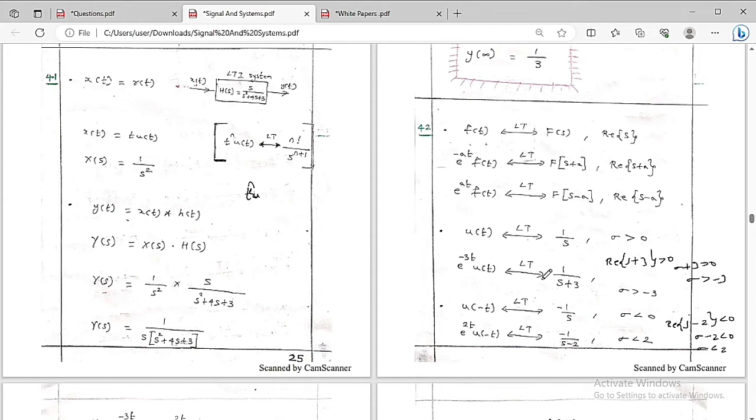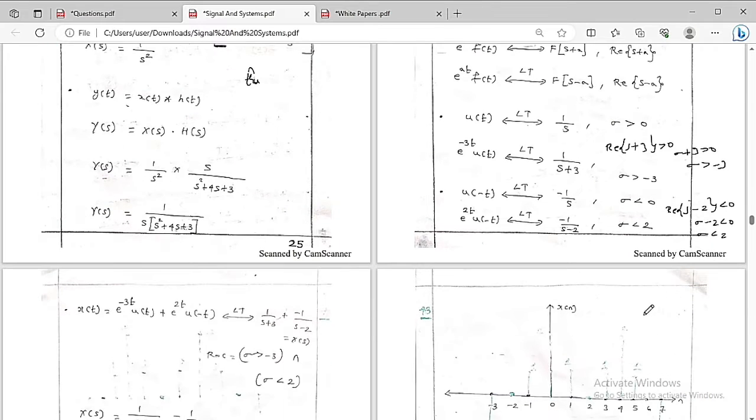So finally, what I am trying to tell you is very simple. For e to the power of minus 3t into u of t, the Laplace transform is 1 by s plus 3 with an ROC sigma greater than minus 3. And for e to the power of 2t into u of minus t, the Laplace transform is minus 1 by s minus 2 with an ROC sigma less than 2.